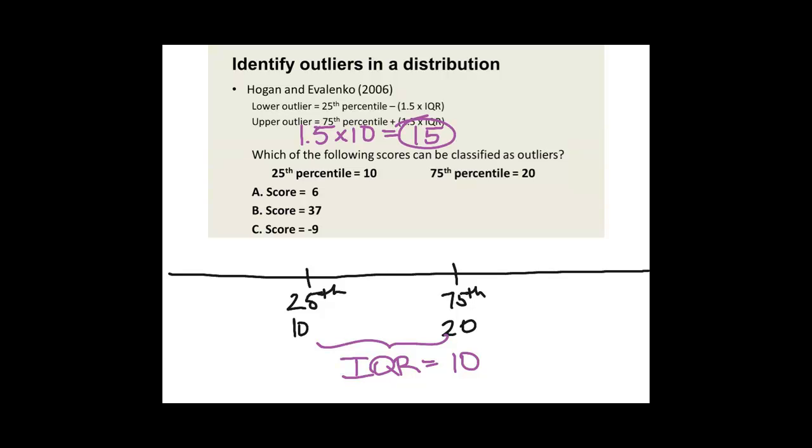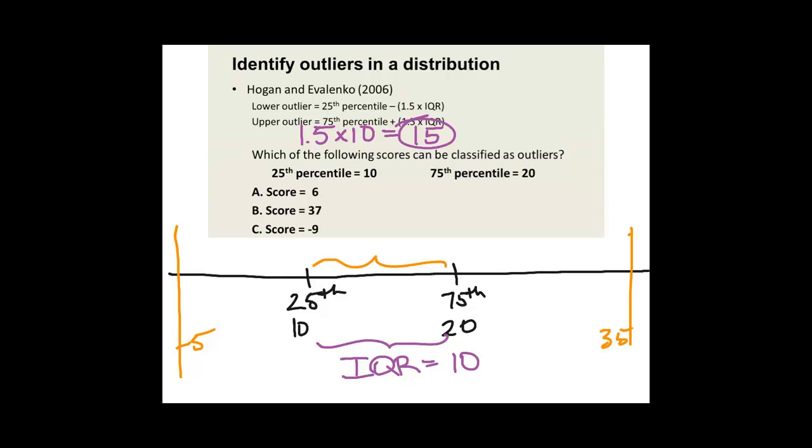So my boundaries for what I will consider to be outliers are going to be 15, and it's not really drawn to scale here, sorry about that. Ideally, these distances should be 1.5 times the length of my IQR. But it's going to be 15 higher than the 75th percentile, so that's going to be at 35. And 15 lower than the 25th percentile, which was 10, so 15 lower than that is negative 5.